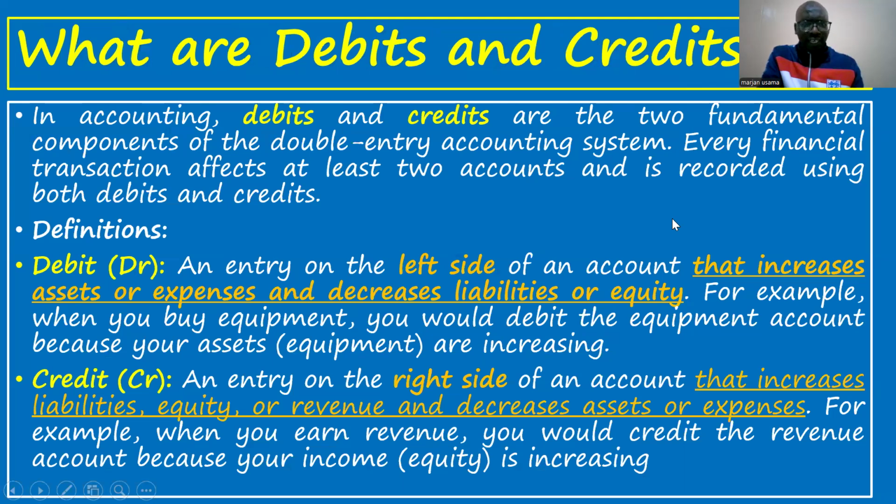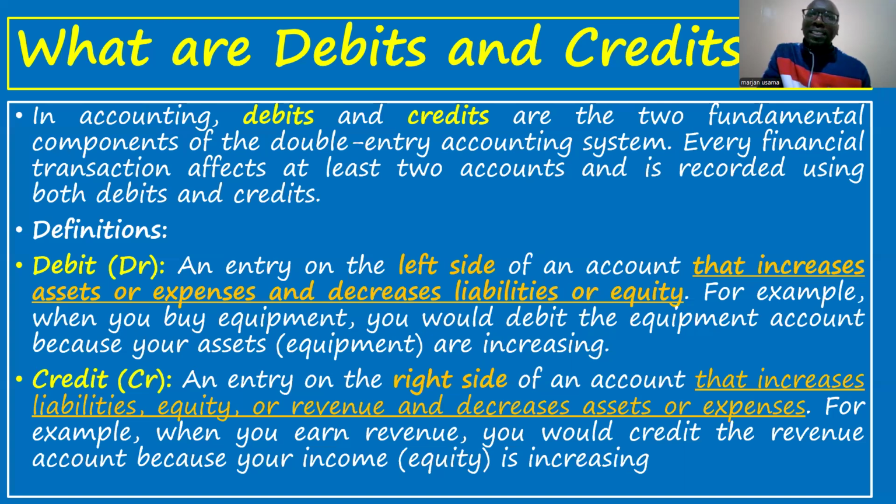Now, in detail, what are the debits and the credits? In accounting, debits and credits are the two fundamental components of the double entry system. Every financial transaction affects at least two accounts, as we have just said, and is recorded using both debits and credits. Now let us start with the debit. It is an entry on the left side, as I told you earlier, of an account that increases assets or expenses and decreases liabilities or equity.